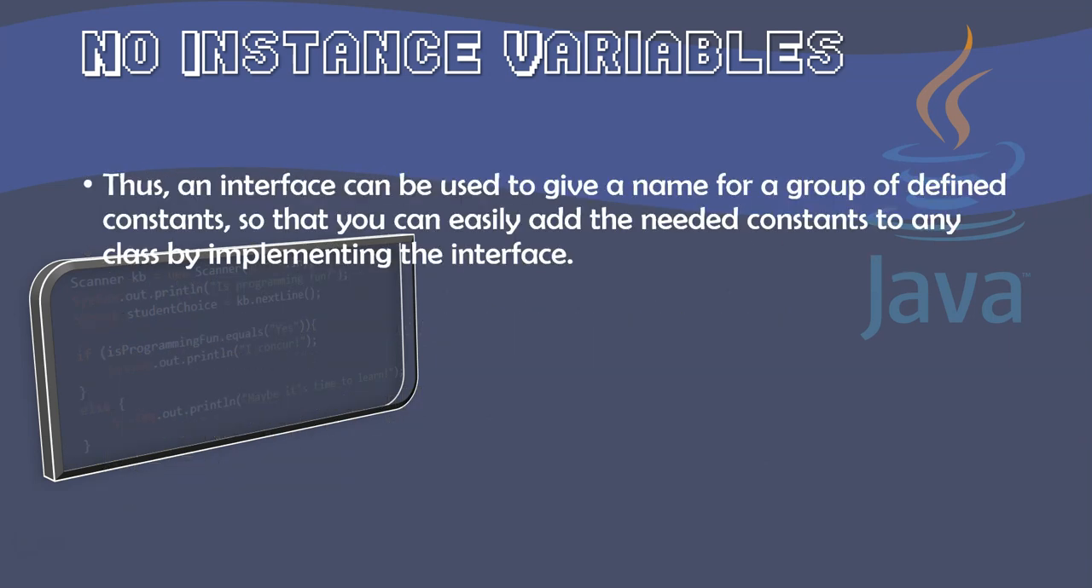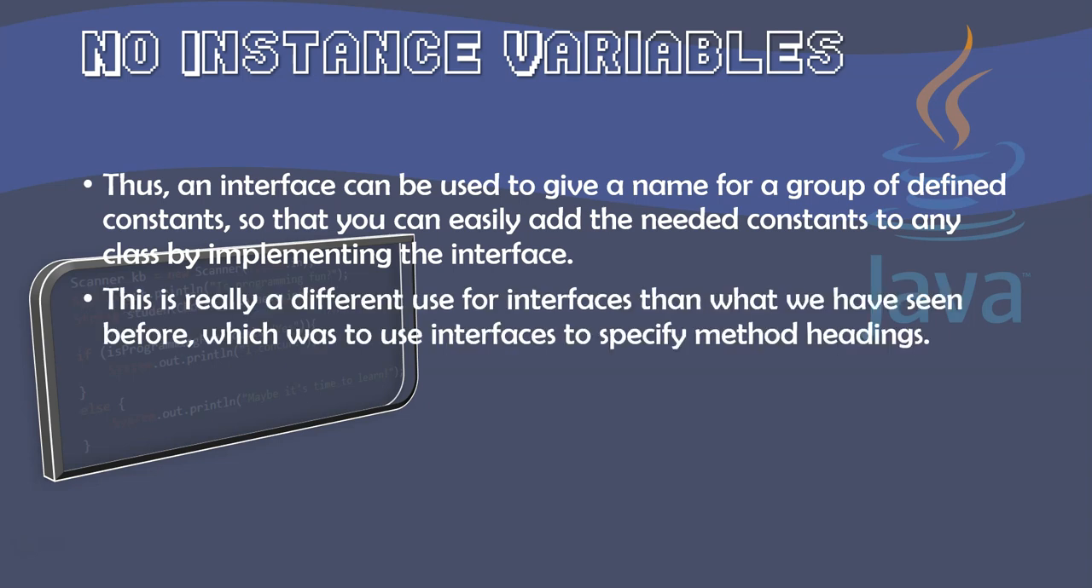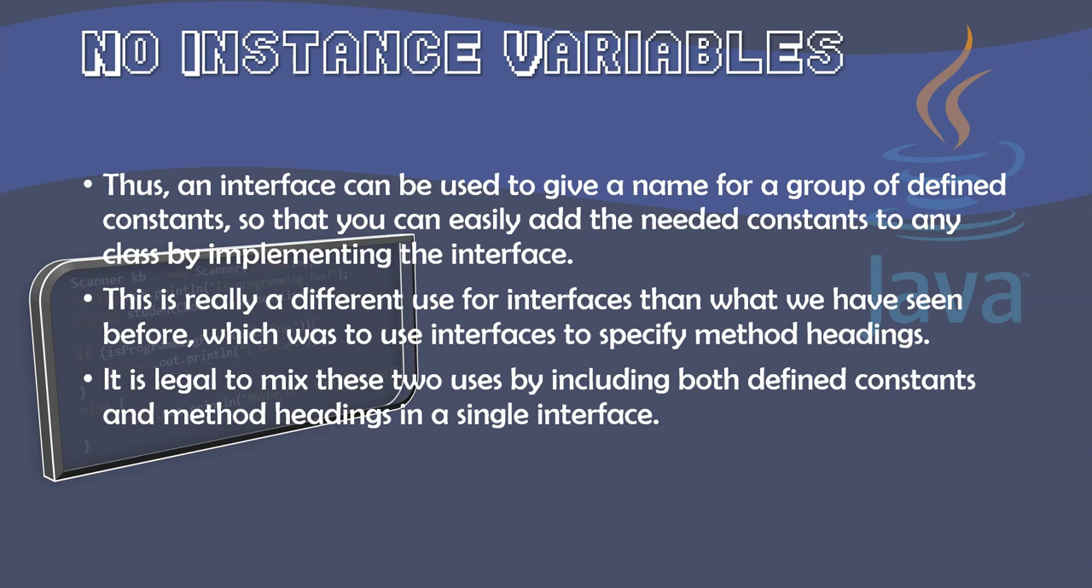Therefore, an interface can be used to give a name to a group of defined constants, so you can easily add the needed constants to any class by implementing that interface. This is really a different use for interfaces than what we've seen up to this point, which was simply to use them to specify method headings. Now it's legal to mix these two by including both defined constants and method headings in a single interface.